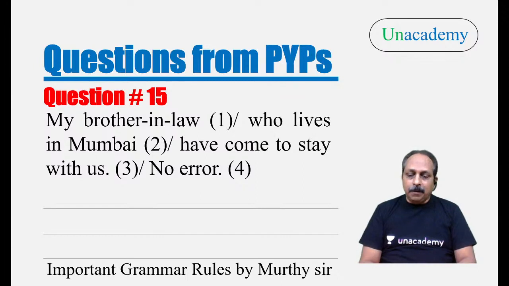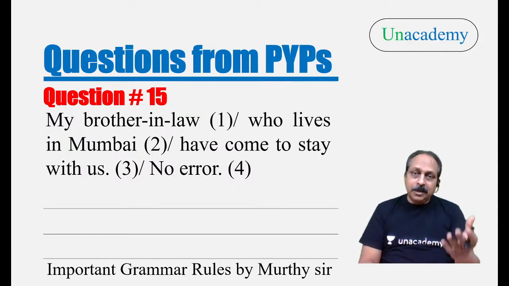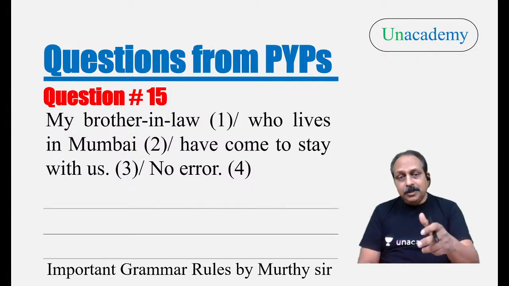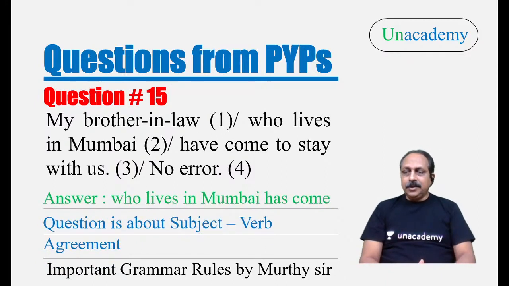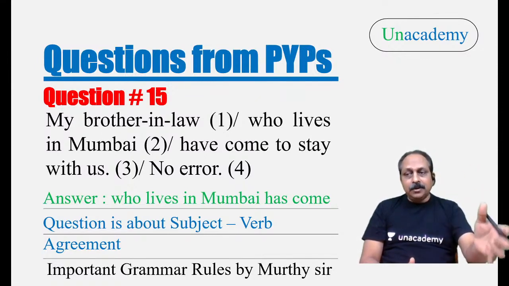Now let us go to question number 15. We are running out of time. My brother-in-law who lives in Mumbai have come to stay with us. What is the subject here? Brother-in-law. Then you cannot use a plural verb. The verb should be in the singular form. My brother-in-law who lives in Mumbai has come to stay with us. There is an error: has come. A lot of students have got it right. If you ask me, sir, why has? The subject is third person singular, brother-in-law.